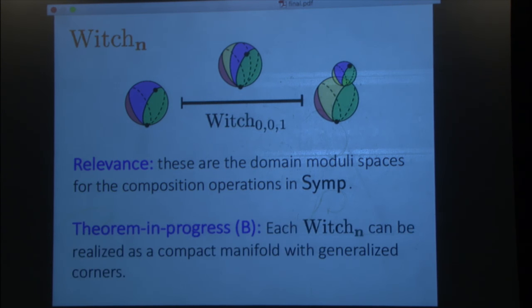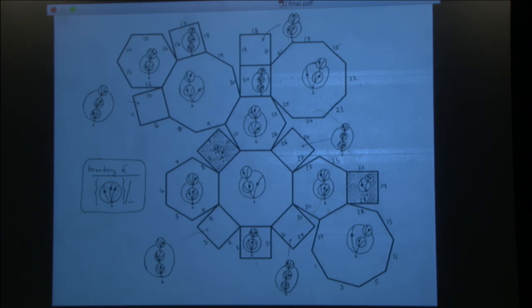And something that I'm writing up right now is that you can realize these as compact manifolds with generalized corners, where generalized corners means basically polyhedral type corners. I'll show you one more complicated example. This is actually P111, or I should say which 111. So this is a three-dimensional thing, and the way you'd build it, if you wanted to build your own, which you can do, is you'd cut it out along the edges and then identify like-numbered edges.